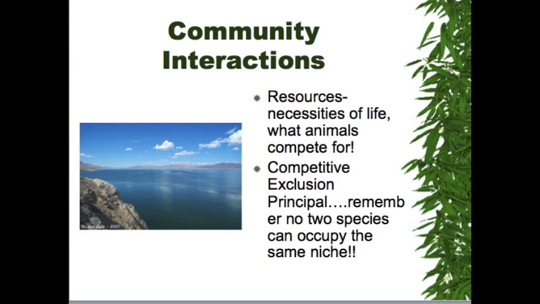In order for organisms to live together, you must understand that they're going to compete for resources: food, shelter, a mate. It's the competitive exclusion principle that says no two species can occupy the same niche, or else they're going to end up killing each other.